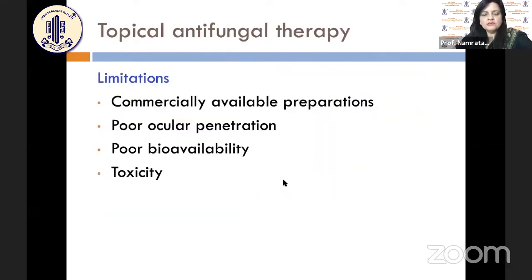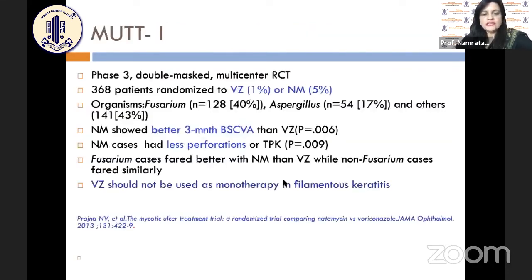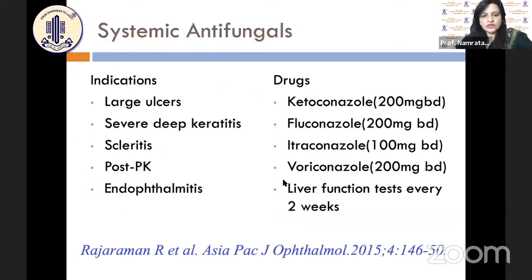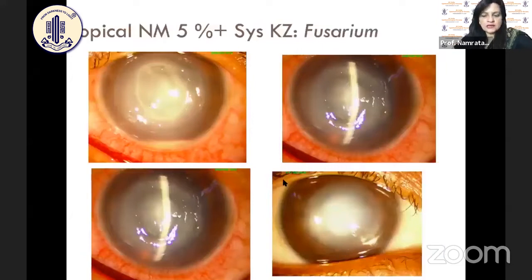And there is a limitation for the commercially available preparations: poor ocular penetration, poor bioavailability, and toxicity of the currently available drugs. So the MUTT 1 trial did tell us that voriconazole should not be used as a monotherapy in cases of filamentous keratitis. It did not look at the role of combination therapy in cases of fungal keratitis. And although systemic antifungals were advocated for large ulcers, deep ulcers, scleritis, post-PK keratitis, and endophthalmitis, and voriconazole as well as ketoconazole could be given in 200 milligrams BD, MUTT 2 did tell us that systemic has a limited role to play.